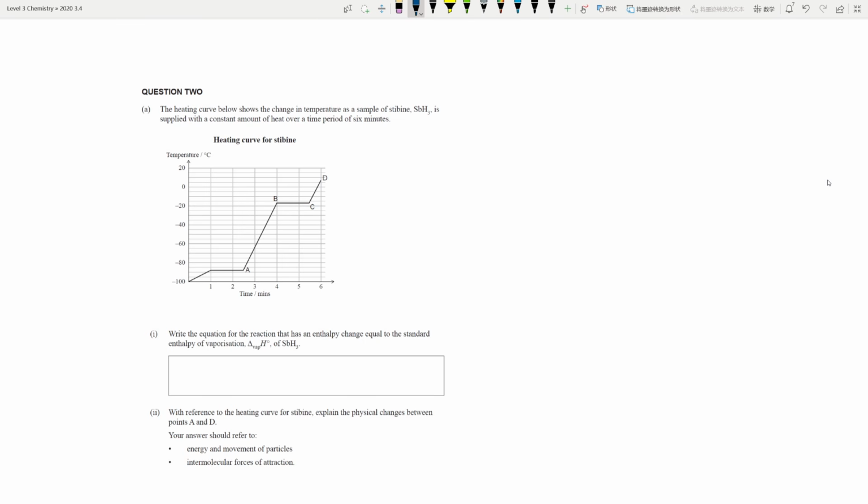All right, so write the equation for the reaction that has enthalpy change equal to the standard enthalpy of vaporization. So vaporization, vapor, so you're going from a liquid to a gas. The enthalpy of vaporization is when you have something like SbH3 vaporizing, going from a liquid to a gas. Fusion is when you're going from a solid to a liquid. Vaporization, going from liquid to a gas.